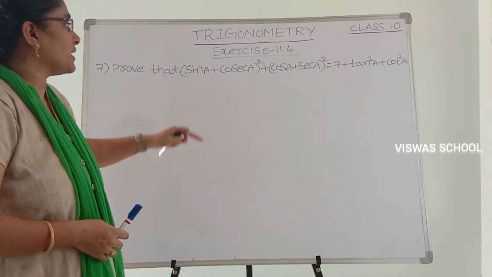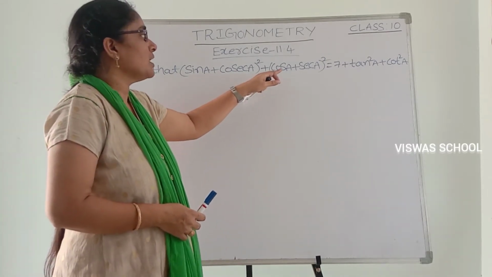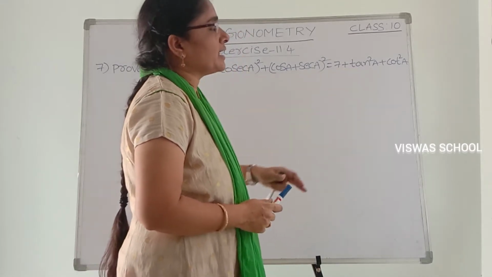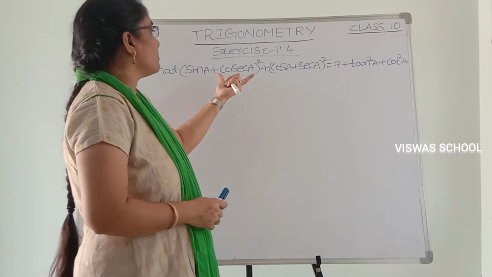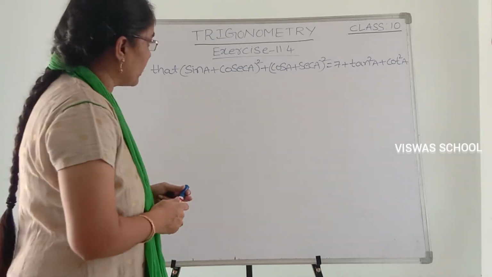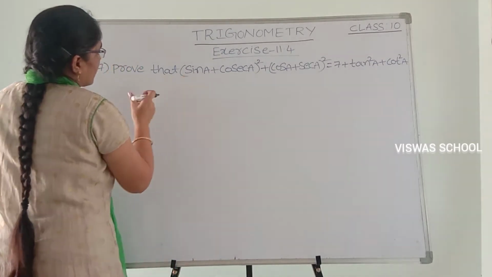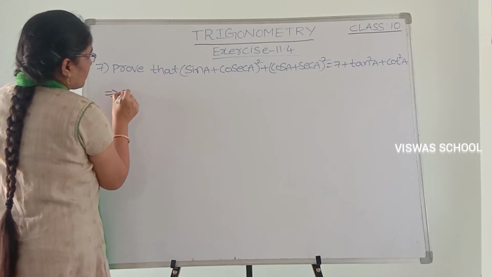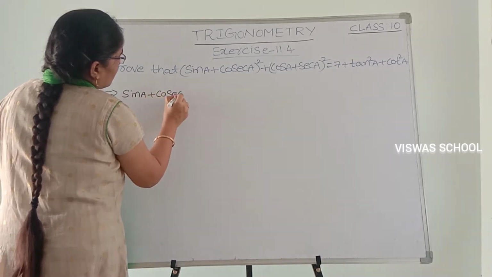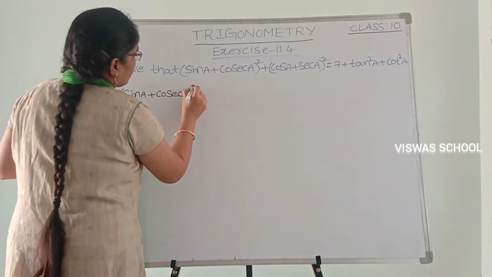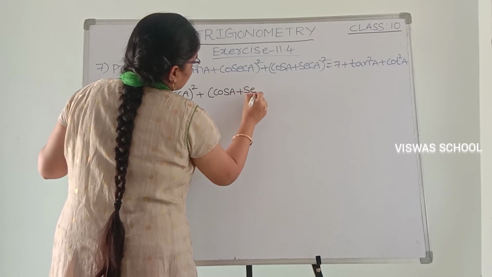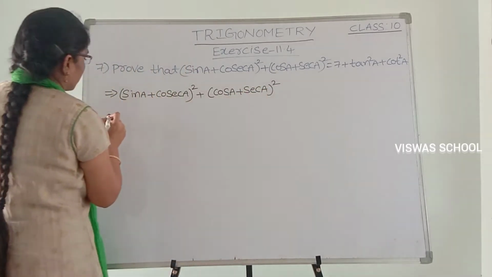Prove that (sin A plus cosecant A) whole square plus (cos A plus secant A) whole square is equal to 7 plus tan square A plus cot square A. That is, by using this we have to prove this is equal to 7 plus tan square A plus cot square A. The given term is (sin A plus cosecant A) whole square plus (cos A plus secant A) whole square.